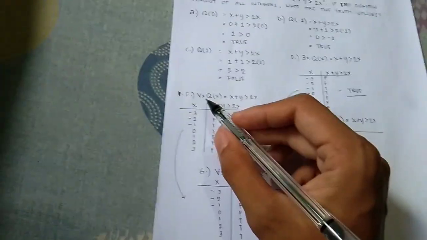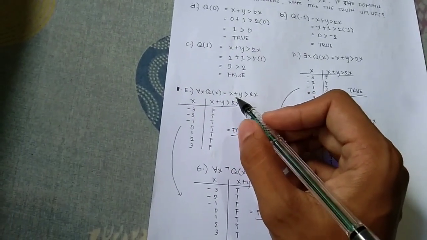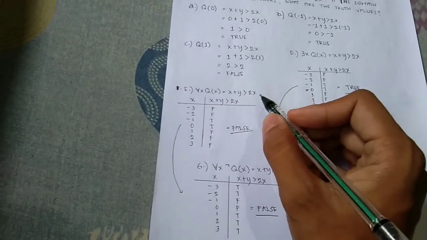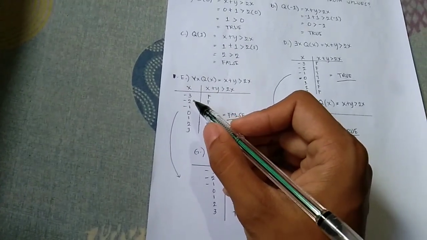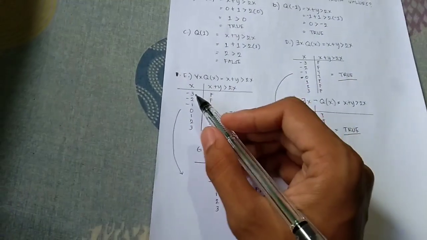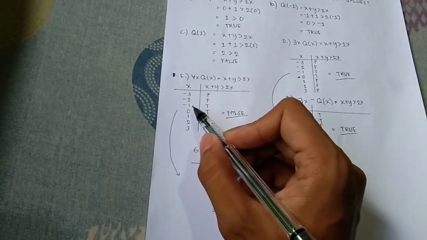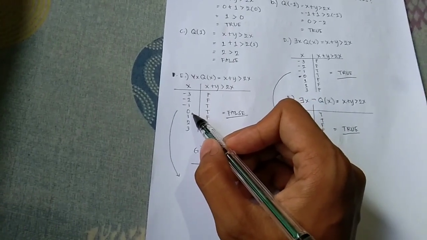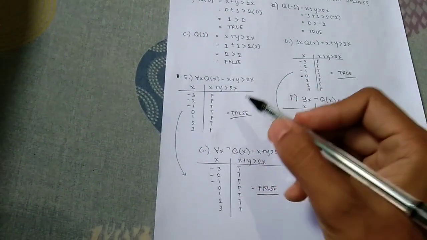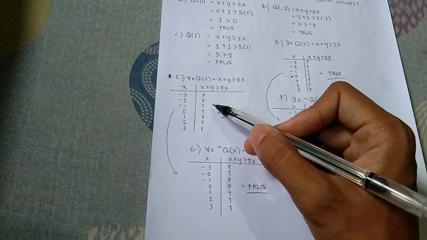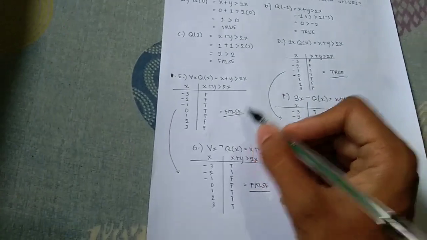E. Universal quantifier Q of x equals x plus y greater than 2x. So we make again a sample table. Negative 3 is false, negative 2 is false, negative 1 is true, 0 is true, 1 is false, 2 is false, 3 is false. So we have 5 false, so E is false.